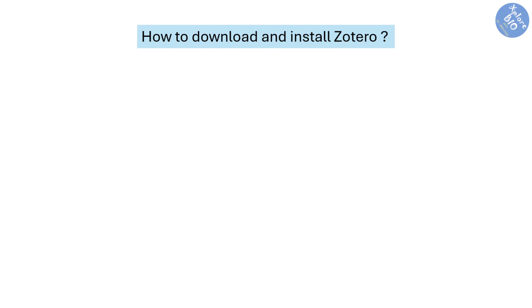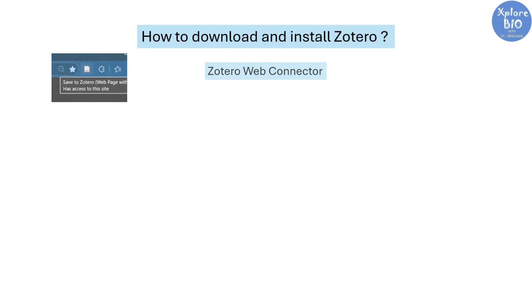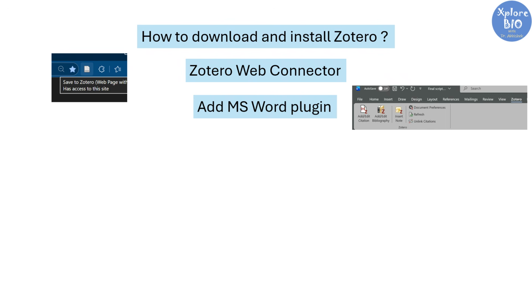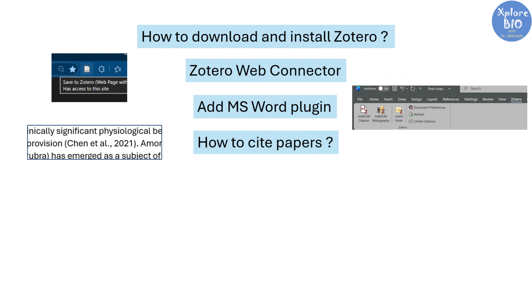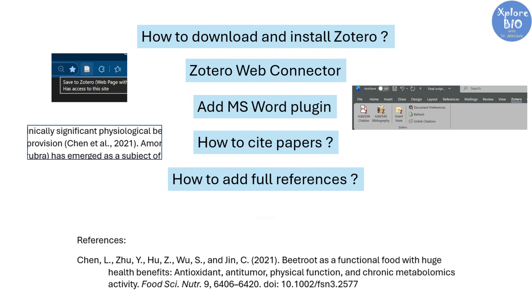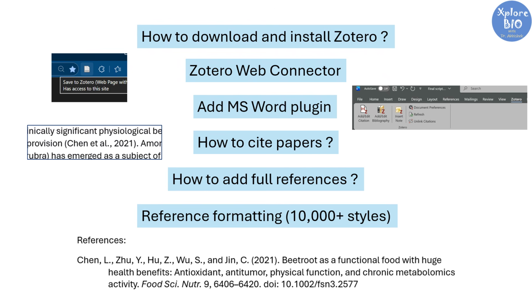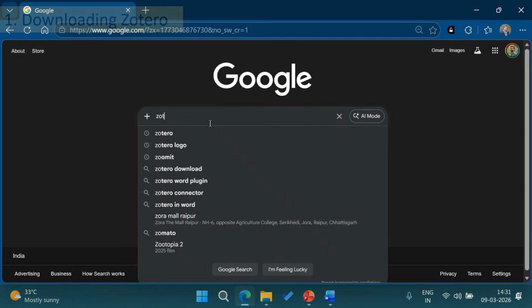In this video, first I will show how to download and install Zotero. Next, I will show how to add Zotero connector to your browser so you can directly add papers to your library, how to add Word plugin, how to cite while you write papers, how to add full references, and lastly, how to reformat references according to different journal formatting requirements. You can check out the timestamps in the description if you want to directly jump to a specific part of the video. Let's search for Zotero.